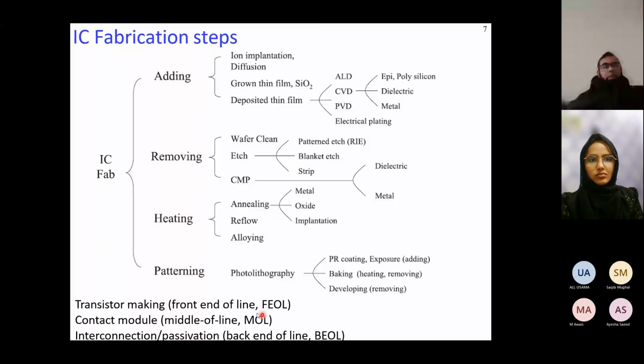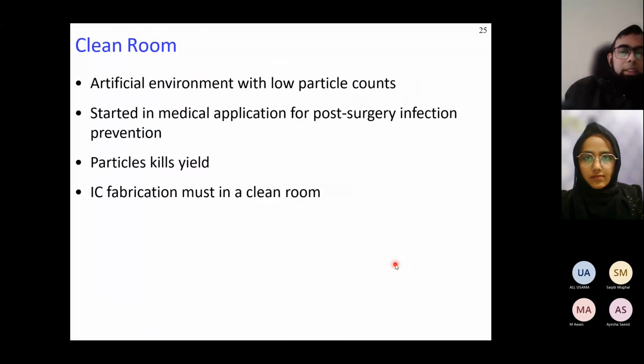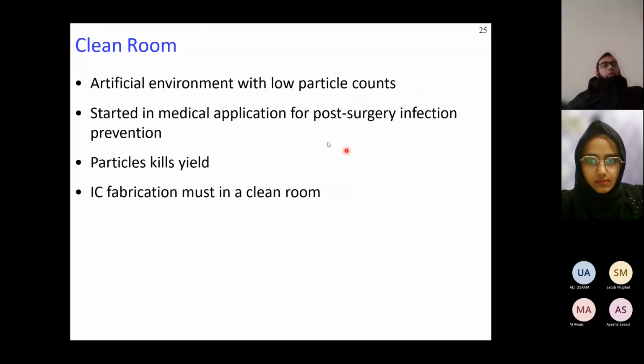And the last one is the patterning using photolithography, and it also involves several processes, like resist coating, then masking, exposure, etc. So it's a very complicated process. All these things are done in a clean room. A clean room is a very artificial environment. Many of you might be aware of this.